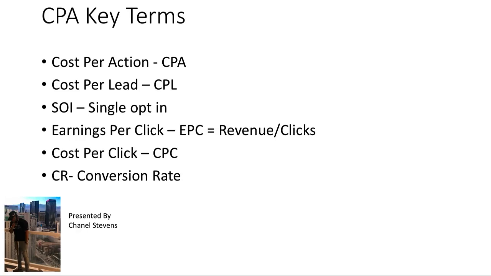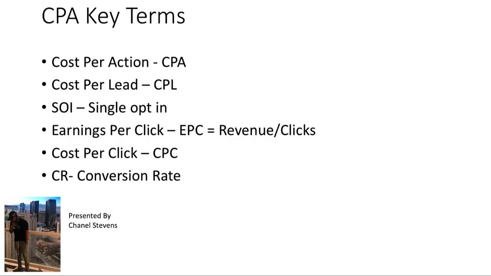So what you need to know first before getting started is a couple of terms, and I can teach you a lot inside Mogul Academy. I have a whole affiliate marketing Bible, so you can go through all the terms, but right now I just want to make sure you're familiar with these terms, and that's cost per action, which is CPA, because there's a lot of acronyms with CPA marketing. So just want to make sure you know these basic acronyms: cost per lead, CPL, single opt-in, SOI, earnings per click, which is your EPC, which is an important number you're going to need to know, which is your revenue divided by clicks. That's what EPC means. CPC, cost per click, and CR, conversion rate.